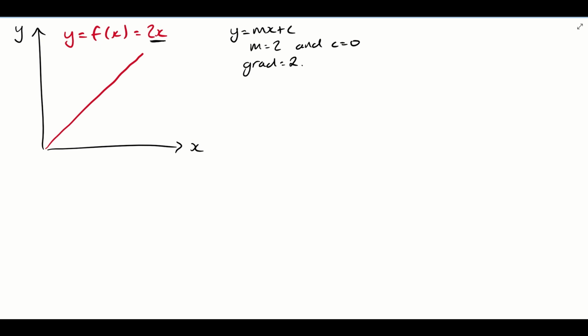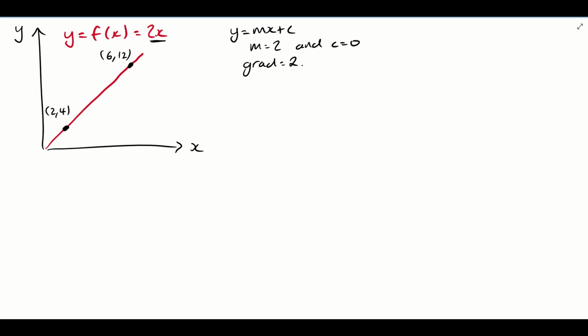But what if we wanted to go about this another way? Well, we could say that we could take 2 points, right? So let's label these points. Here we can have the point (2, 4), and up here we'll take the point (6, 12), okay? And we're going to use these 2 points to find our gradient instead.